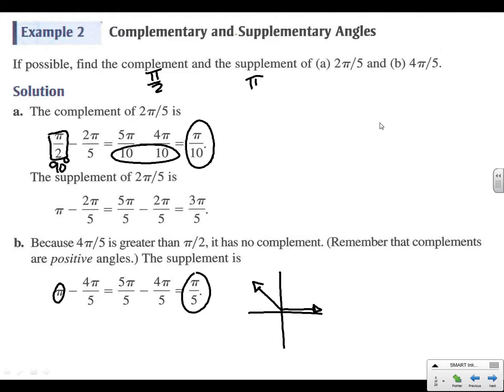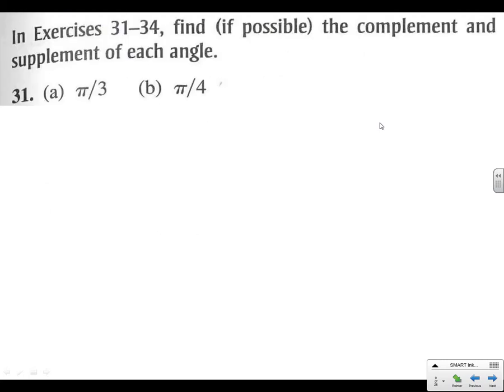All right? What if we had an angle bigger than 180? Then we wouldn't have a complement or a supplement for that angle. Go ahead and see if you can find, if possible, the complement and supplements of those two angles for A and B.